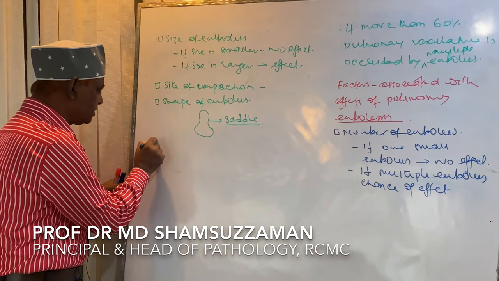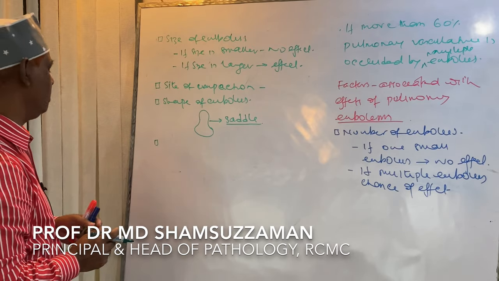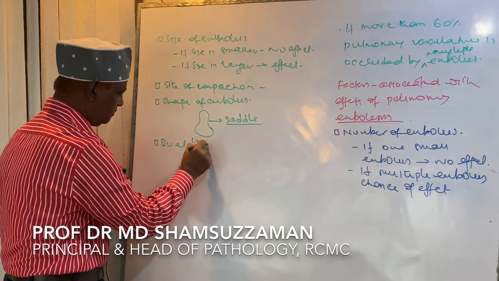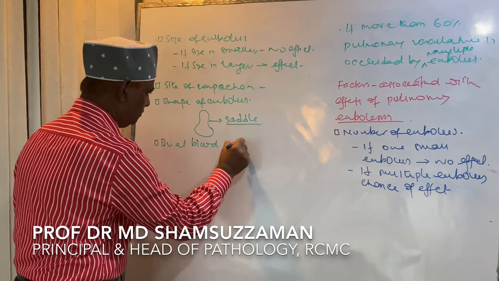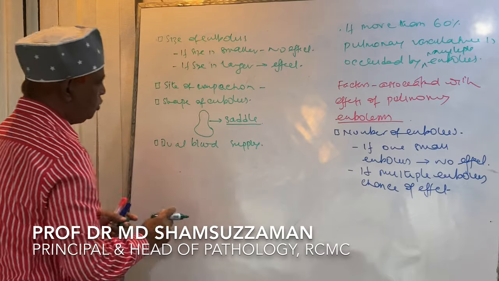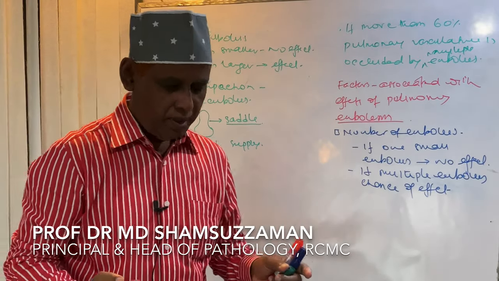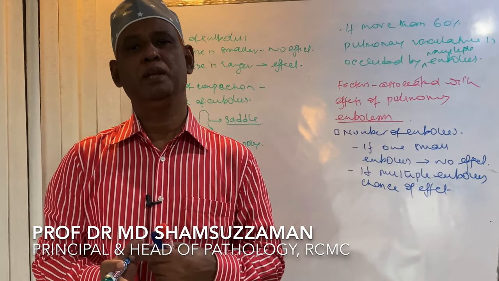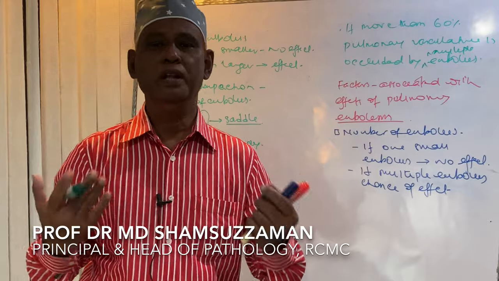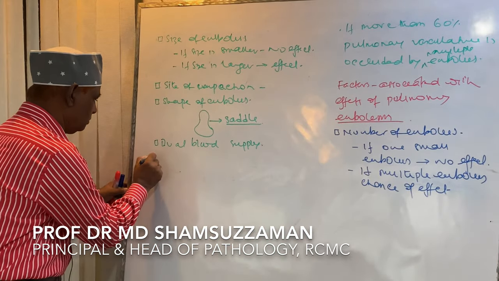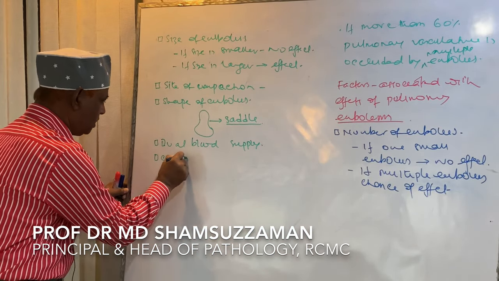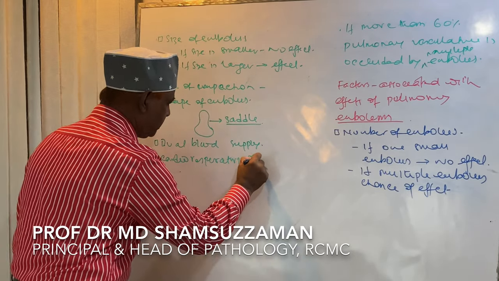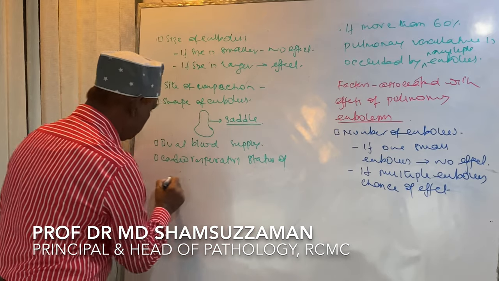What are other factors associated with the effects of pulmonary embolism? Dual blood supply. Dual blood supply is associated with no effect, or maybe associated with delayed effect. Cardiorespiratory status of individual.